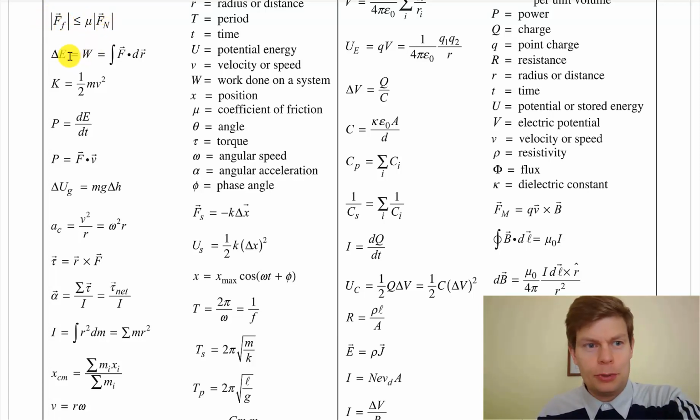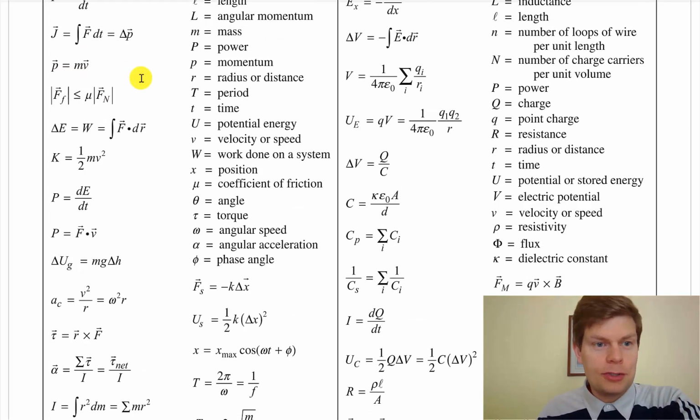Notice the normal force is totally not in the same direction as the friction force, but the friction force is generally less than or equal to the coefficient of friction times the normal force.